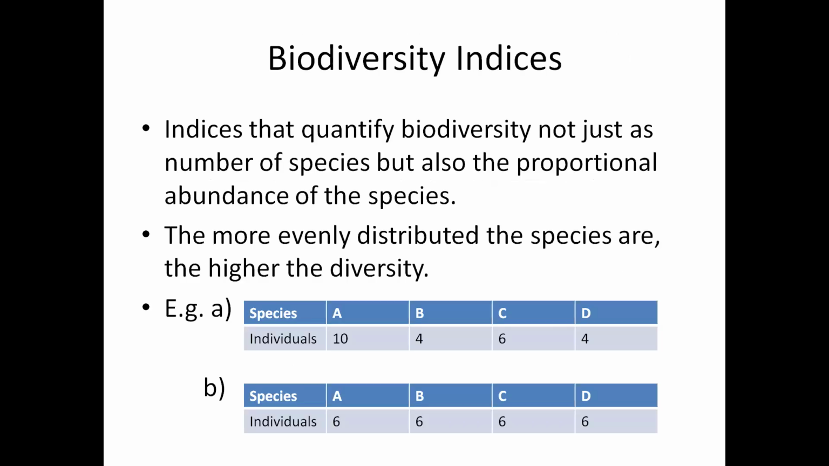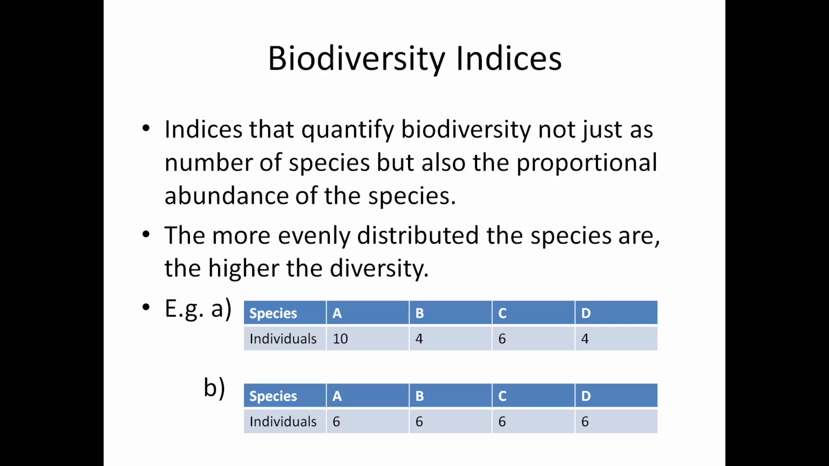And then we come to indices. So biodiversity indices are indices that quantify biodiversity, not just depending on the number of species which are there, but on the proportional abundance of the species, which means, for example, how abundant each species is compared to the other. Like I said just now, umber and currants might be present everywhere, but currants might be far more abundant compared to umber. And it also looks at how evenly distributed the species are.